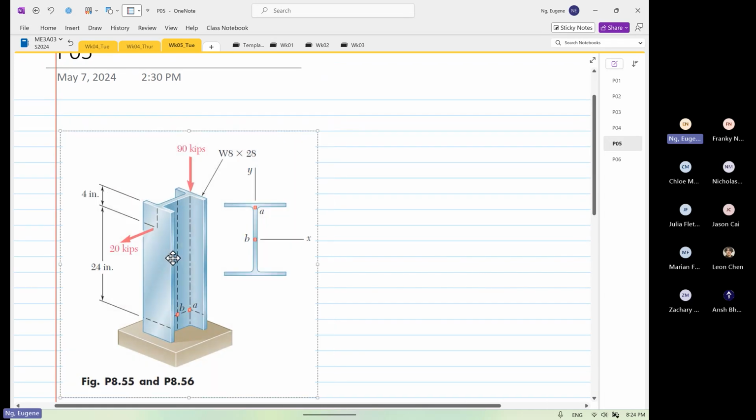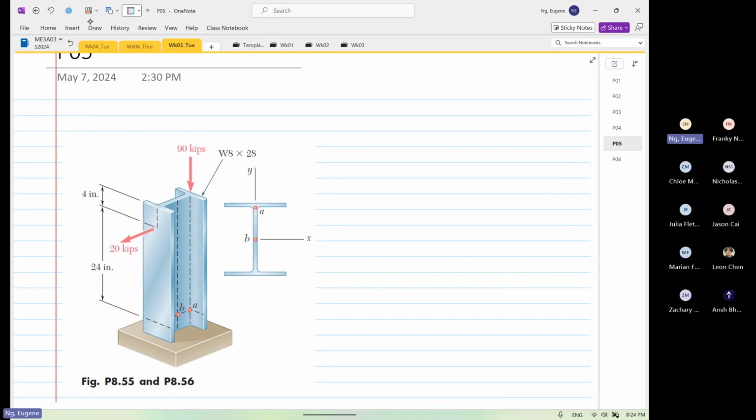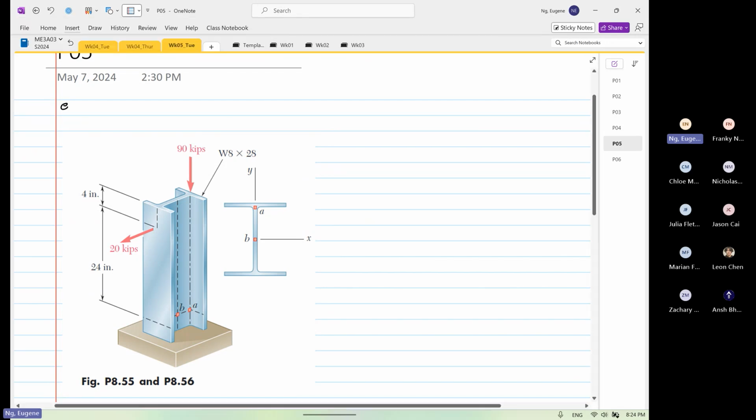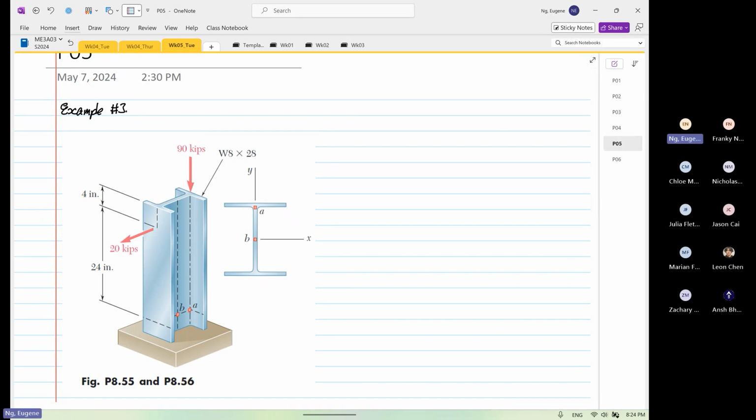So we have two elements of interest now, right? We have element A and we have element B. Given to us, this is example number 3. By looking at it, we are given a transformation. The transformation is they declare that this is x, and this is y.